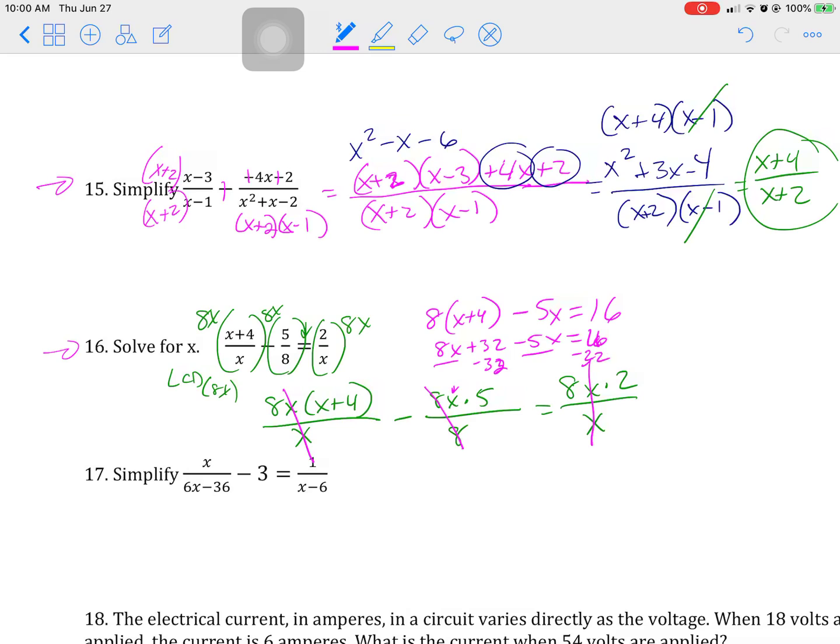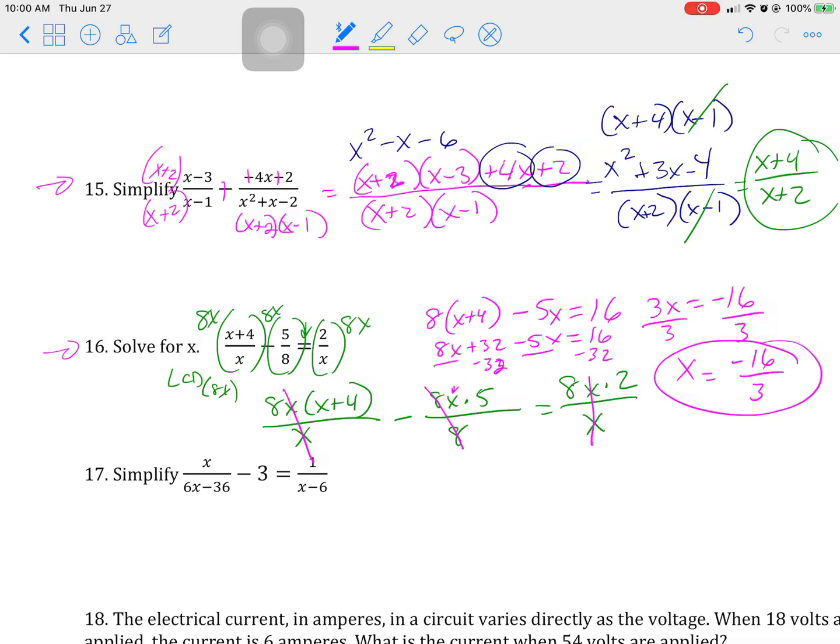Sorry for the scribbles. Hang on. I barely read all this. 16 minus 32. Okay. So let's go over here. So 8x minus 5x is 3x. Move the 32 over, and you're going to get a negative 16. So x equals a negative 16 over 3. Okay.